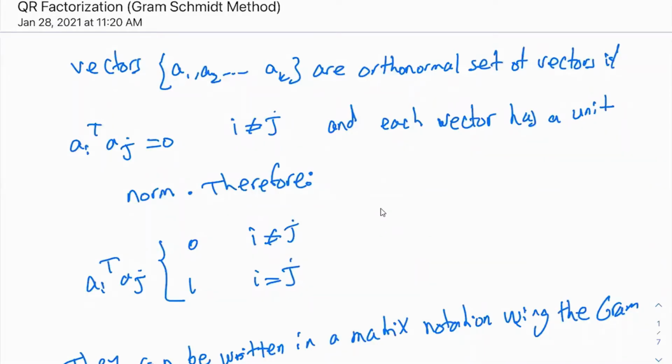Hi everyone, today I would like to talk about QR factorization and especially QR factorization using the Gram-Schmidt method. There are many ways you can do the QR factorization of a matrix.